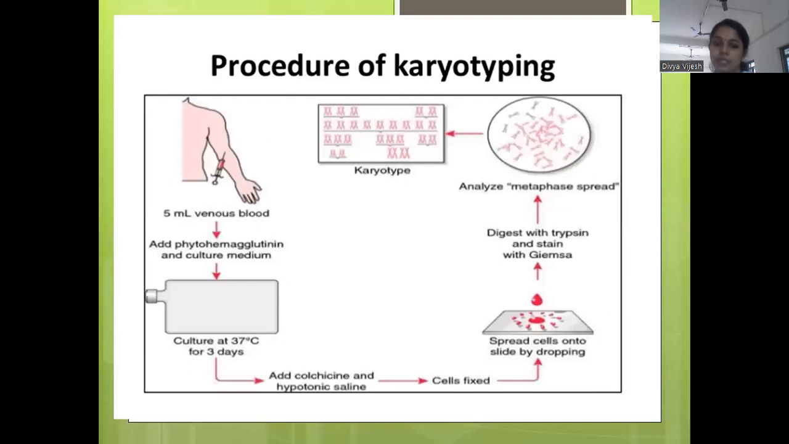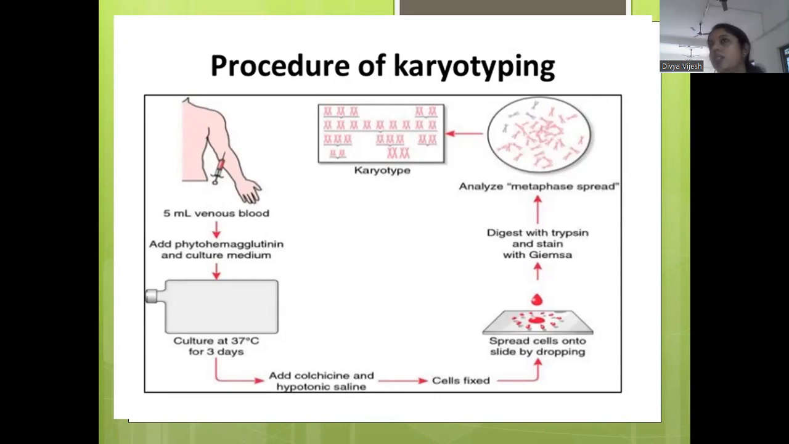And how is this karyotyping done? What is the procedure for karyotyping? We collect 5 ml of venous blood and add phytohemagglutinin, place it in the culture medium, and culture at 37 degrees Celsius for 3 days. Then add colchicine, which arrests the cell division in the metaphase stage, and keep it in hypotonic saline for the fixing of the cells. Spread these cells, digest, give the proper staining, and analyze the metaphase spread of the chromosomes.